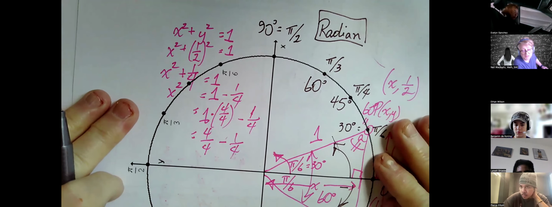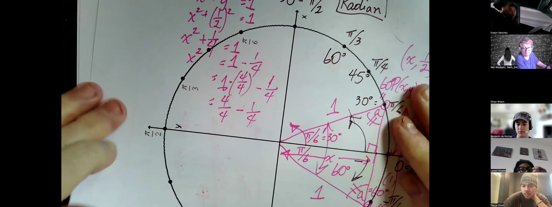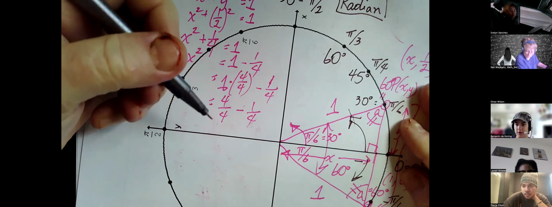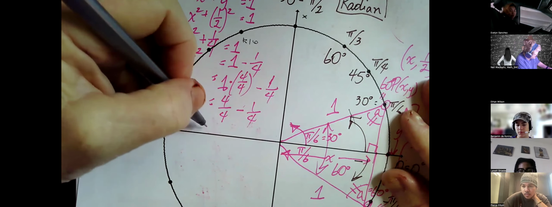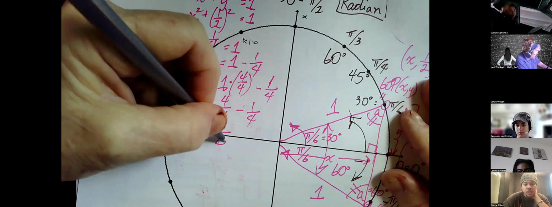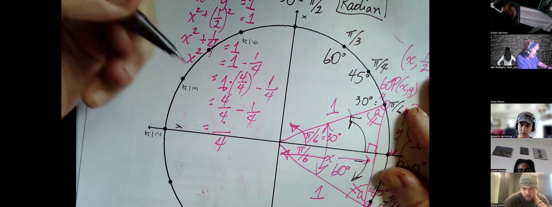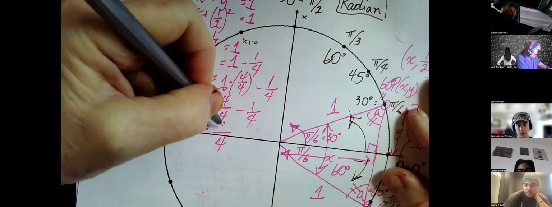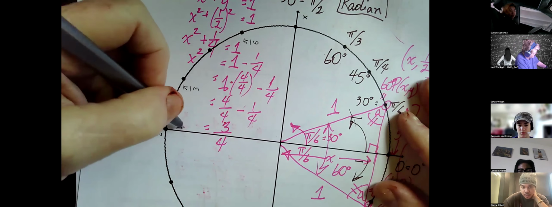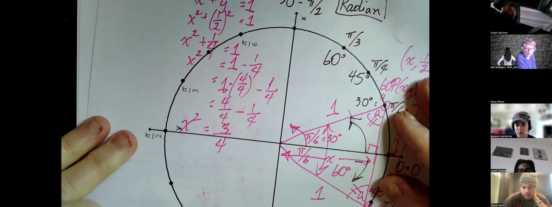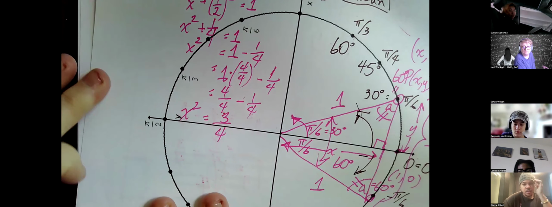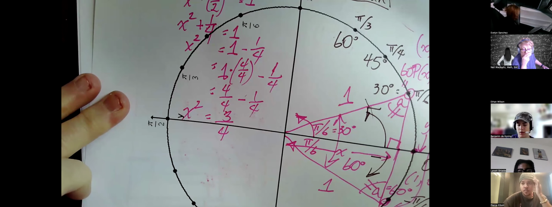Okay, and now how do we subtract fractions? You subtract the numerators, just straight across if the denominator is the same. Beautiful. So 4 minus 1 is 3. So we get that x squared is 3/4. Now what? Now we take the square root.